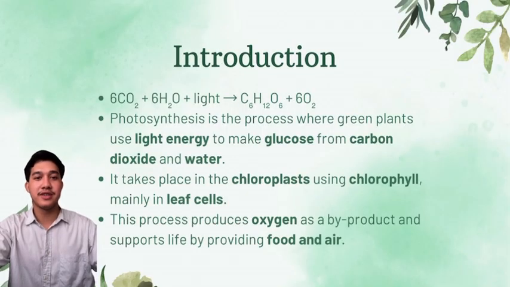First of all, photosynthesis is the process where green plants use light energy to make glucose from carbon dioxide and water. It takes place in the chloroplast using chlorophyll, mainly in leaf cells. This process produces oxygen as a byproduct and supports life by providing food and air. It's a very important process because it not only feeds the plant but also provides oxygen for us to breathe.